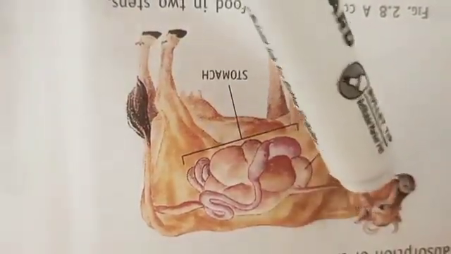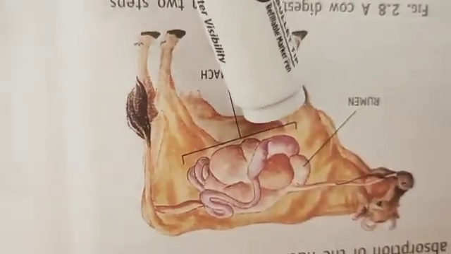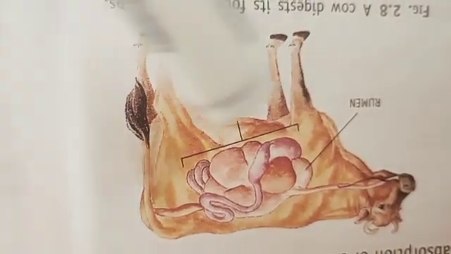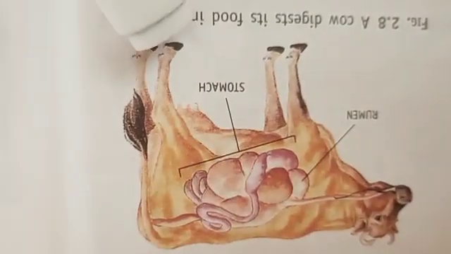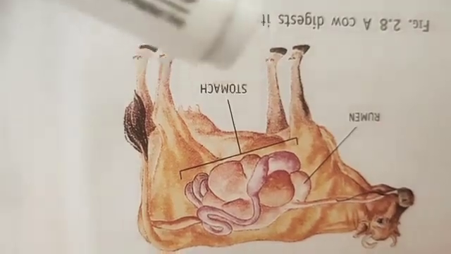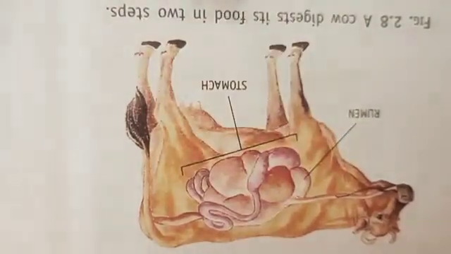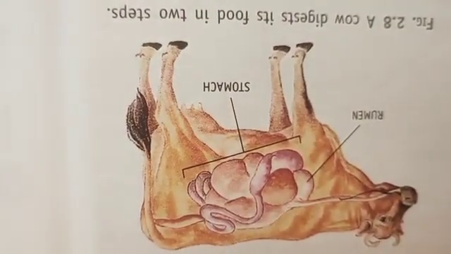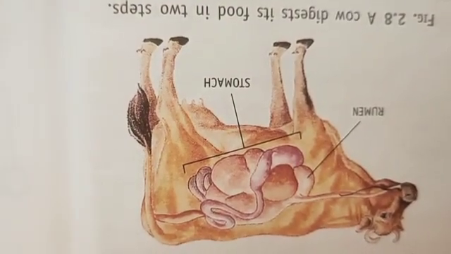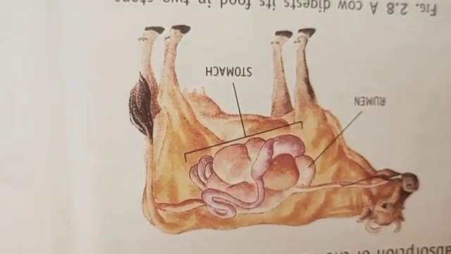After it comes back into the mouth, it again goes into the second chamber, third chamber, and fourth chamber, and so on. So this kind of animals are called ruminants. In ruminants, half-digested food comes a second time into the mouth, and so they are called ruminants. This type of digestion takes place in grazing animals like cow, buffalo, deer. Thank you.